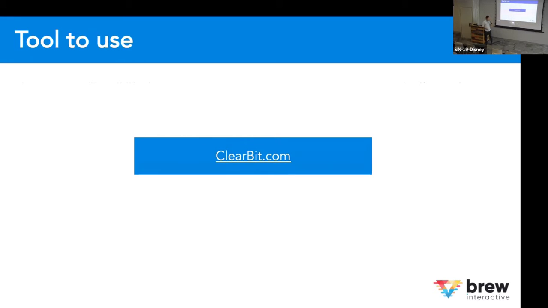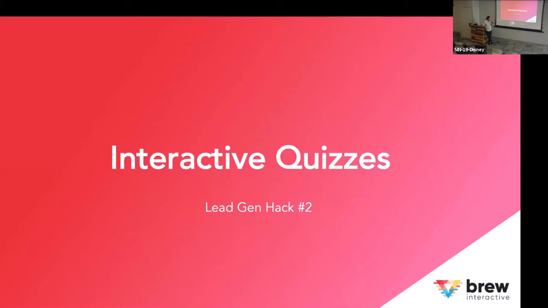So the tool name is clearbit.com. I'm sure there are other tools out there. I just haven't bothered finding other tools because it only costs about $99 US dollars a month.